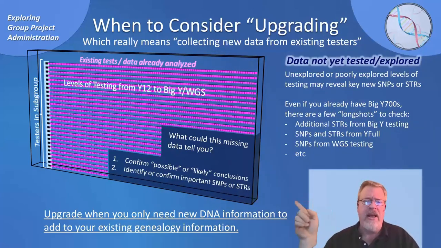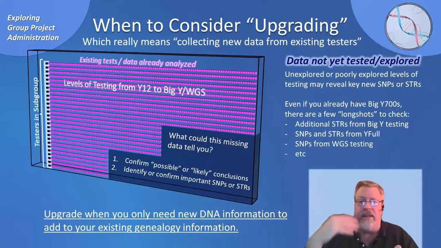And that gives me this black area at the bottom, which is the missing data that I don't have yet in the subgroup. The first question you ask yourself is, what could that missing data tell me? Could it confirm some of the connections that I think are likely? Could it identify some new SNPs for me, or confirm some conclusions that I've made, or find additional data that would give me more information because I've only tested a few people, let's say to Big Y. I think I have some STRs or some SNPs that are important, but I need to find more. So I'm going to take a bunch of Y37s and ask them to upgrade. So you're filling in this black area down below by asking people to upgrade, which gives you more information.